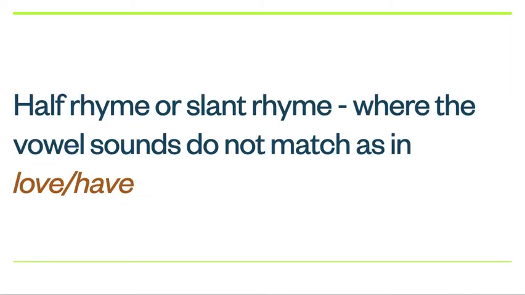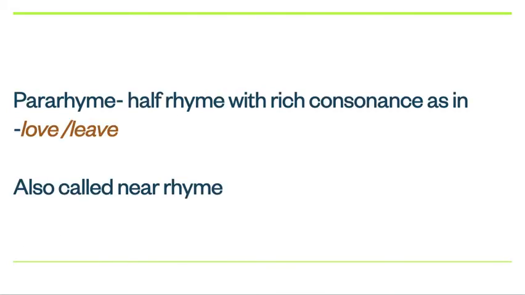Half rhyme or slant rhyme is where the vowel sounds do not match. If in the rhyming words there is no identity of vowel sound, but the other sounds match, we call it half rhyme or slant rhyme, as in love, have. Here the vowel sounds O and A are different, but the other sounds match, so we have an example of half rhyme or slant rhyme.